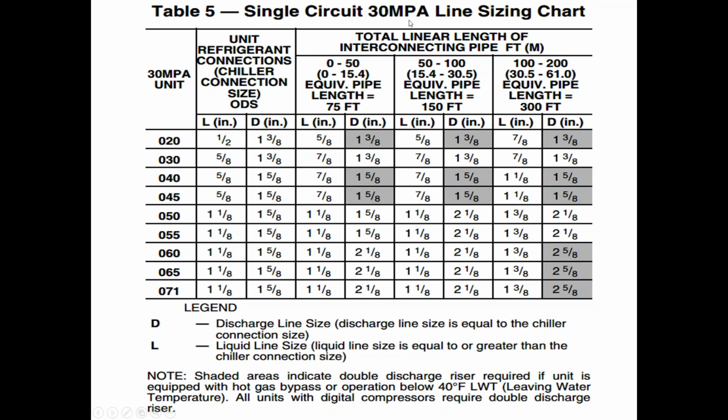Here's a different chiller, a 30 MPA chiller that also uses an air-cooled condenser. Same thing: model number, what tonnage, let's grab an 045, 0 to 50 feet. Guess what, I'm shaded in here. That means I need a double discharge riser if the unit is equipped with a hot gas bypass control on it, or again, minimum load valve.